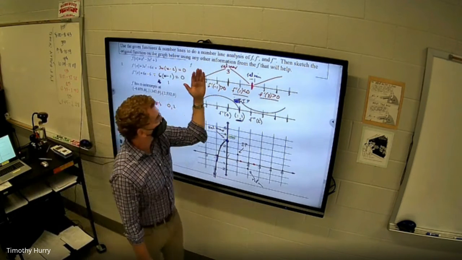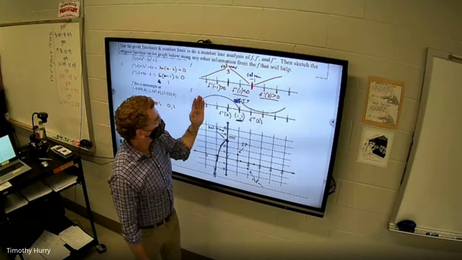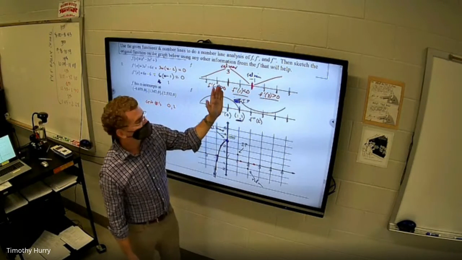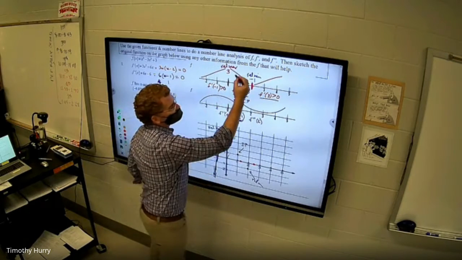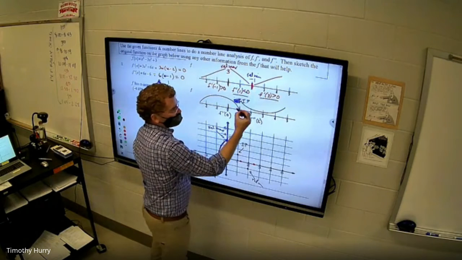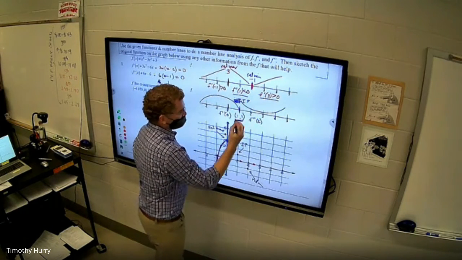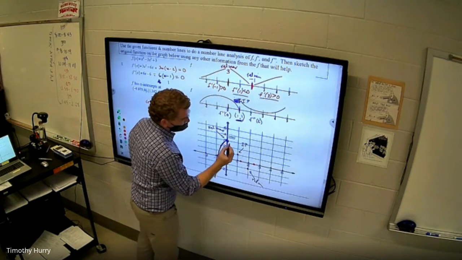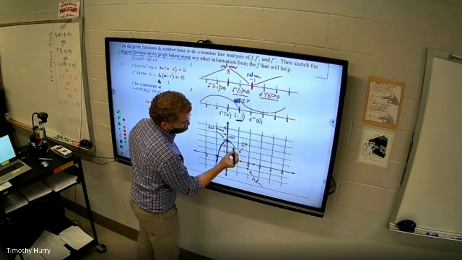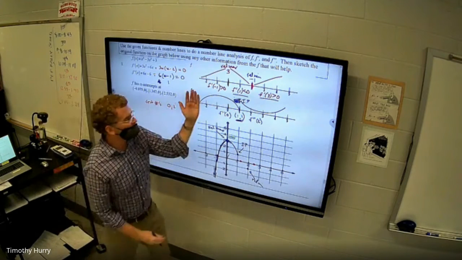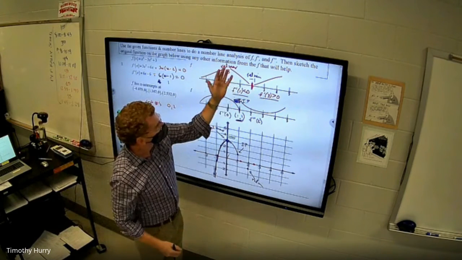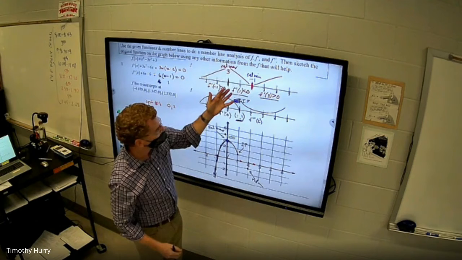Now, what happens at that point? It's still concave down, but now it's decreasing. And it will continue with that pattern until what? Until 1, where the concavity changes. So until I hit 1, I am decreasing and concave down. Now, what happens at 1? Still decreasing, but concave up.